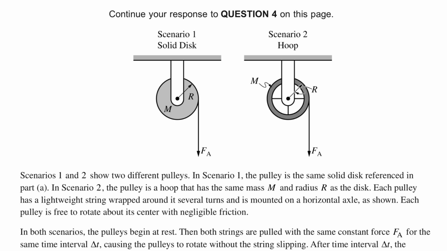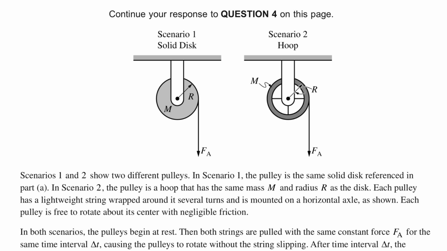So let's read part B real quick. Part B reads, scenarios 1 and 2 show 2 different pulleys. In scenario 1, the pulley is the same as a solid disk referenced in part A. In scenario 2, the pulley has a hoop with the same mass and radius as the disc. Each pulley has a lightweight string wrapped around it several turns and is mounted on a horizontal axle, as shown. Each pulley is free to rotate about its center with negligible friction.